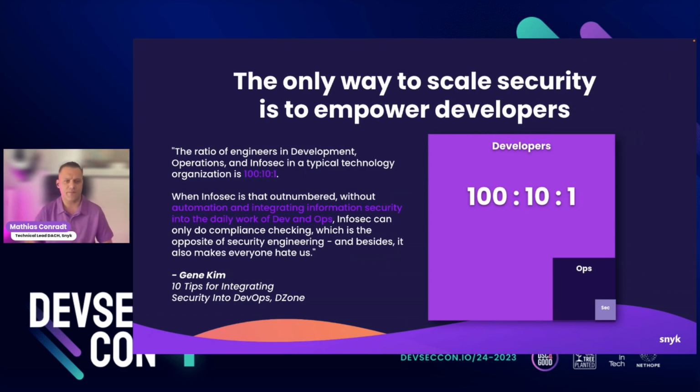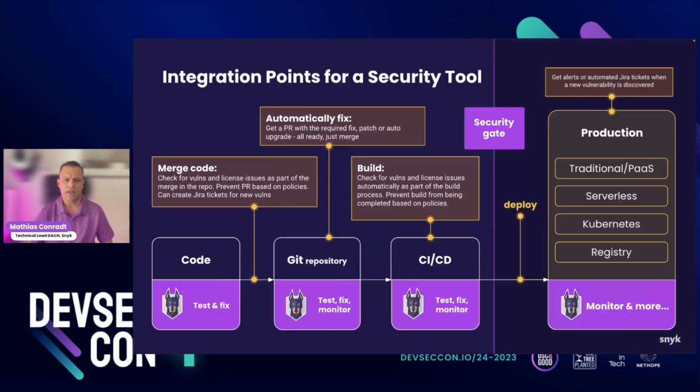So this is a quote here from Gene Kim. He's the author of the book The Phoenix Project, which I can recommend to read. He's also the co-author of the DevOps Handbook. And this ratio 100 to 10 to 1 actually comes from one of his articles on DZone.